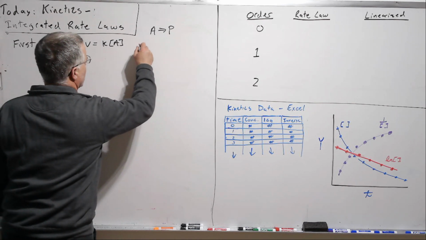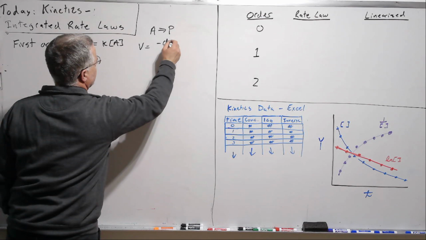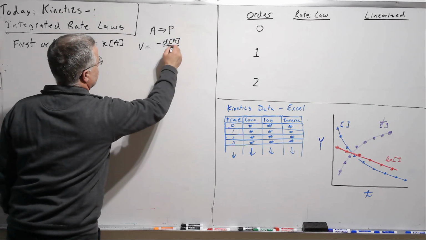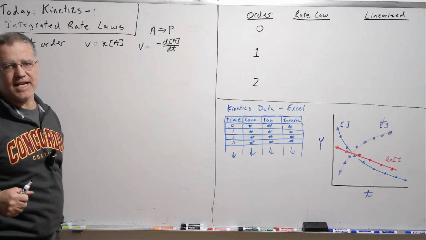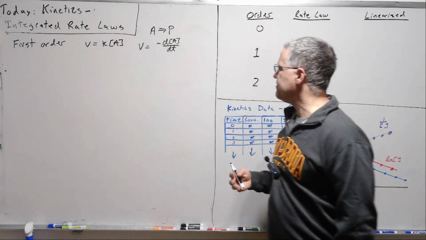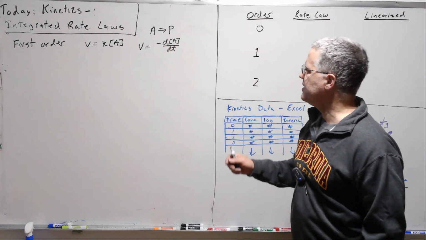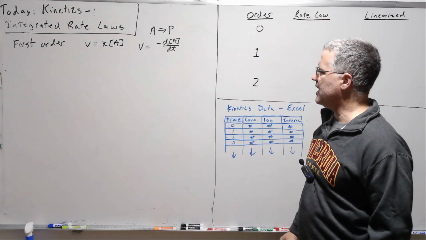Well, what did we say V was? V for this case is minus d[A]/dt, the instantaneous rate of change of A's concentration. The minus sign is because it's on the reactant side, and so it's disappearing over time.